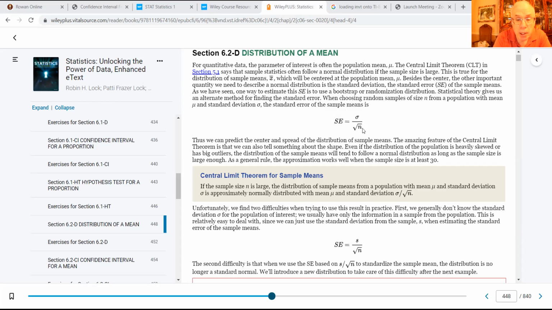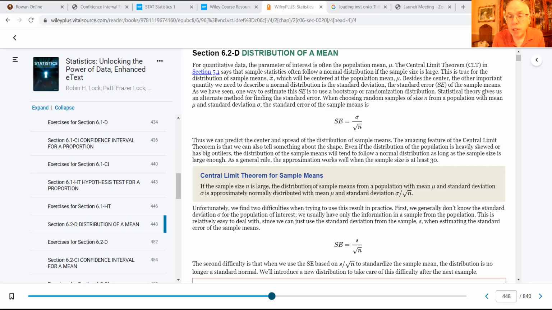Now, the central limit theorem, sample mean, states the following. If the sample size is large enough, then the sampling distribution of the sample means will be normal. Now, if the population is already normal, in other words, we look at the population and we see that it looks bell-shaped, then the sampling distribution will also be normal. And it doesn't matter what the sample size is.